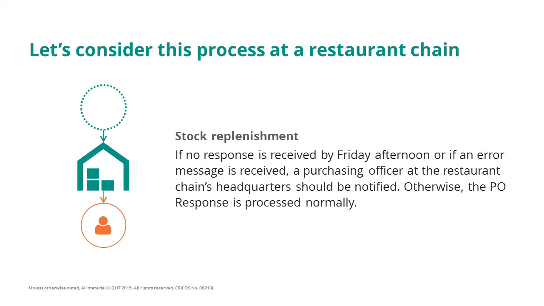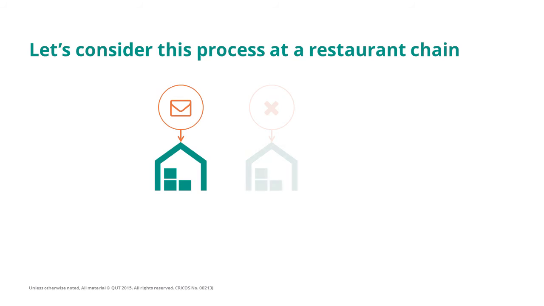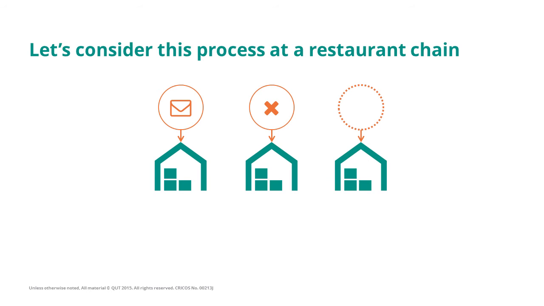If no response is received by Friday afternoon, or if an error message is received, a purchasing officer at the restaurant chain's headquarters should be notified. Otherwise, the purchase order response is processed normally. So what we see in this example is that the restaurant has to take a decision, reacting to which of these events is going to occur first. So it is a reactive decision that is also known as an event-based decision.